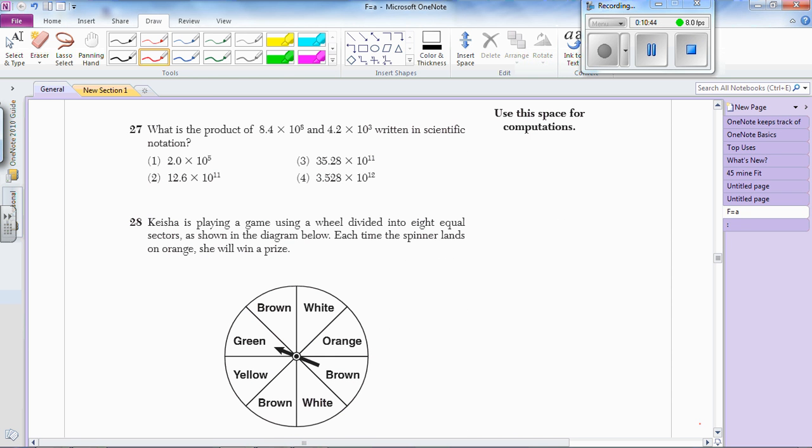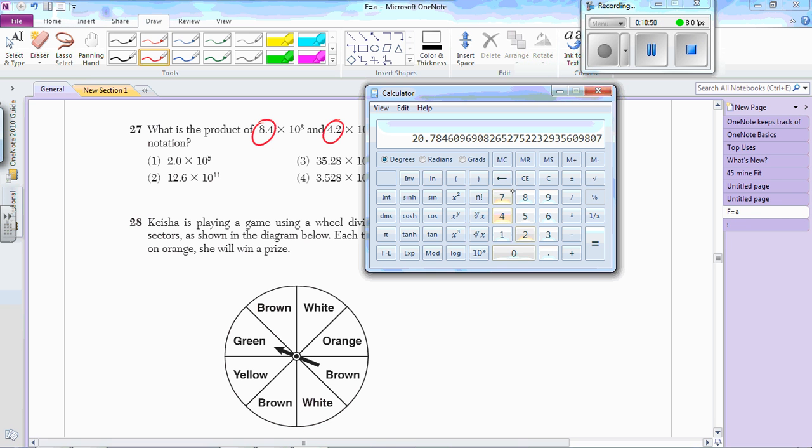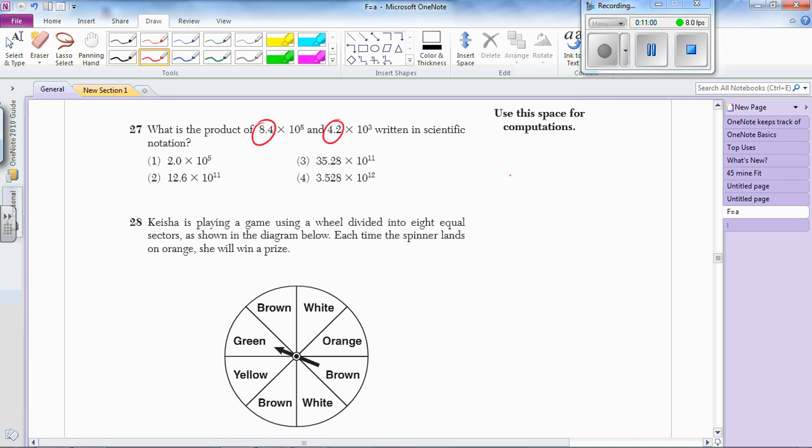Okay, what is the product of this? If I multiply 8.4 times 4.2, it's 35.28. 35.28 times 10 to the, and don't forget, we add these exponents, 11. I bet that's one of the answers. Oh, look at there it is.